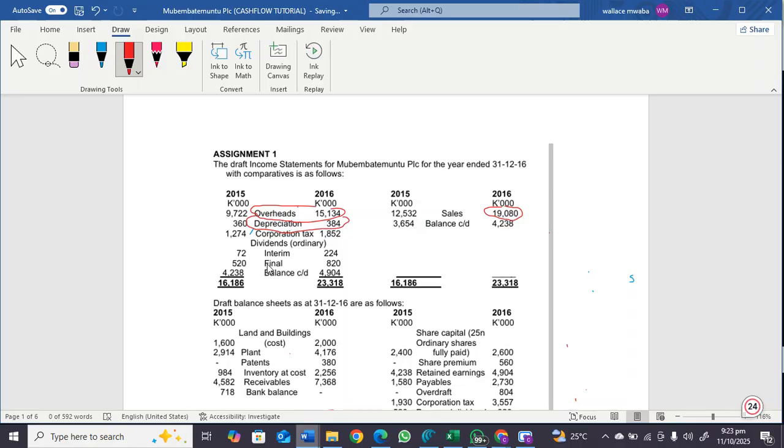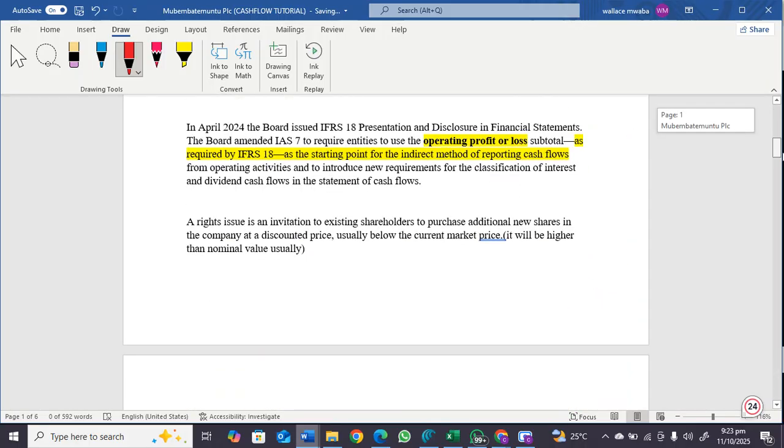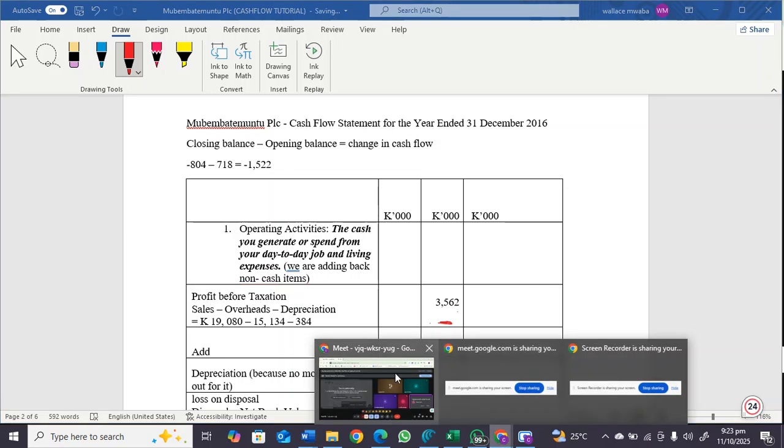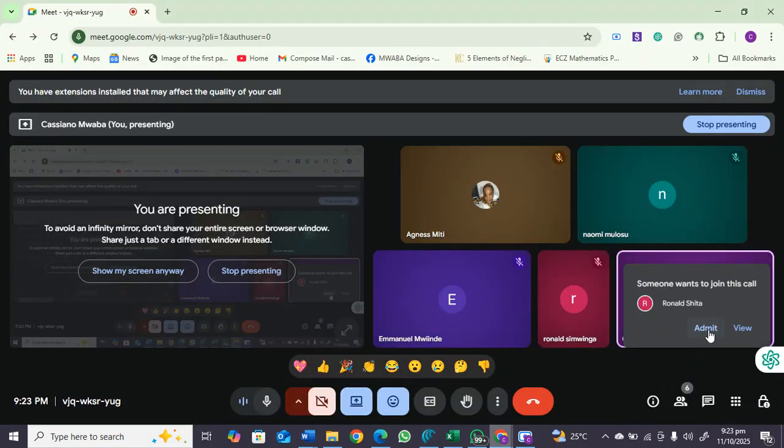So we're going to say 19,080 minus 15,134 minus 384. We get 3,562. When we deduct overheads and depreciation from sales, we get our operating profit of 3,562. Any questions before I move further? Because we're going to move at a slow pace until everyone gets this.